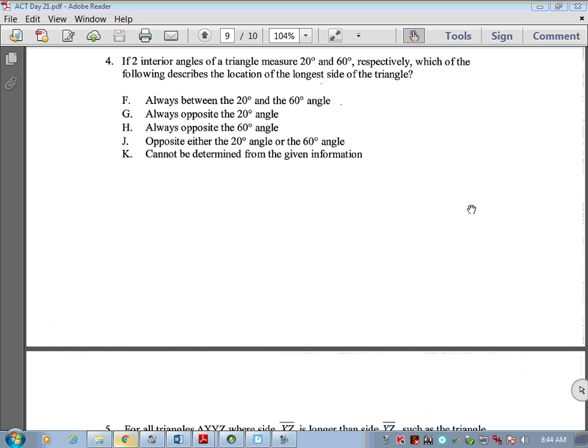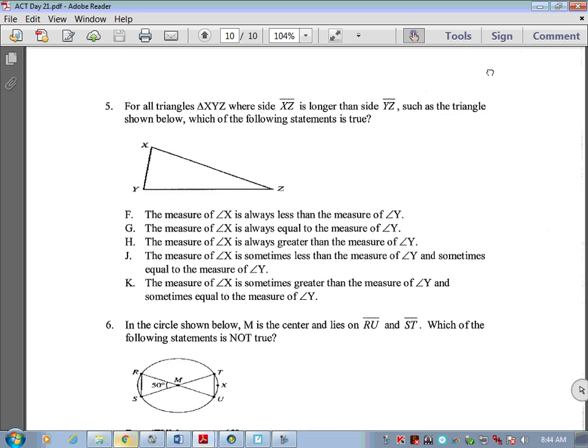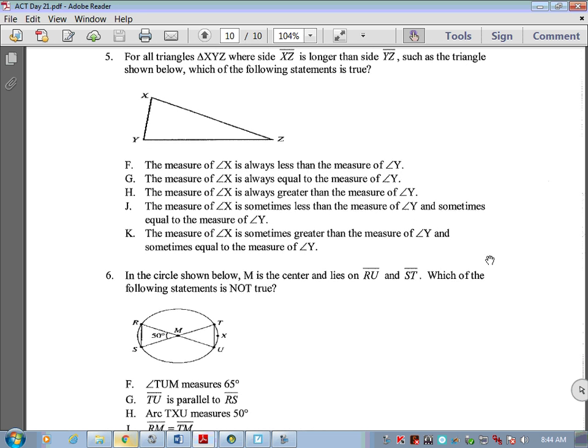Okay, let's see. Last couple of questions here, 5 and 6. Ryan? 5. Okay, just so that I know, is anybody needing 6? Okay, so 5's the last question.